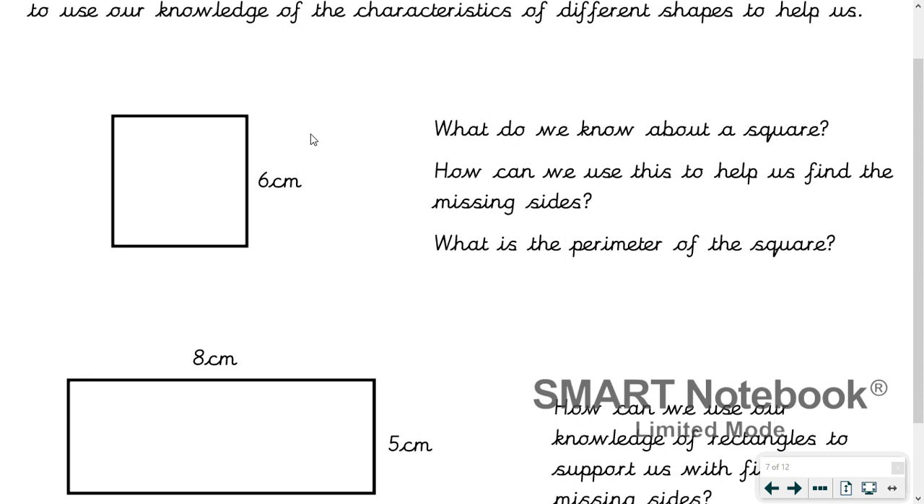Quick think. Hopefully your mind has gone straight to a square has 4 equal sides. So if one side is 6, we can say all of the sides are 6. So 6, 12, 18, 24. 24 centimeters of the perimeter there.